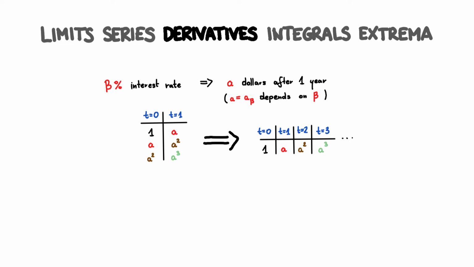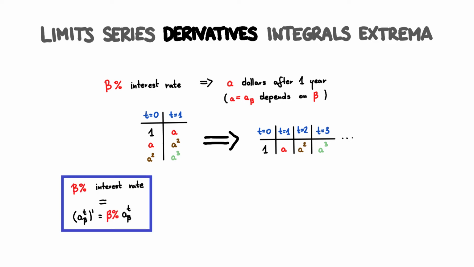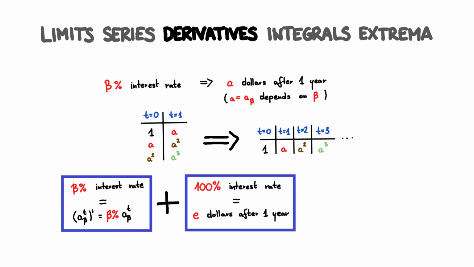So what about the derivative? If at the moment t we have a to the power of t money, then the speed of growth is proportional to this quantity, and the proportionality constant equals beta%. And for which a does the equality with constant 1 occur? Of course, it happens precisely when beta is equal to 100.